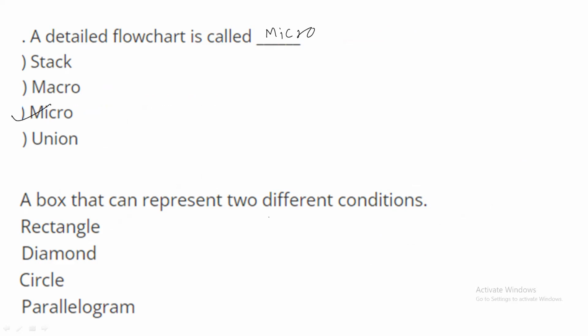A box that can represent two different conditions: rectangle, diamond, circle, or parallelogram. So a box that can represent two different conditions. That means again a decision making block, or we can say a decision making situation, because there are two different conditions, so we have to take some certain decision, right? So that's how we will use the diamond. So let's move on to the next question now.